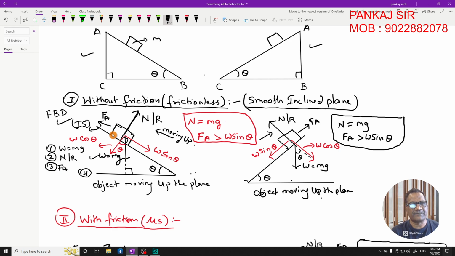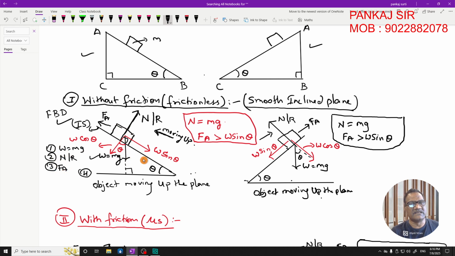In this case, the applied force is in the upward direction, so the object is moving up the plane. Can you see the object is moving up the plane? This arrow is showing you the object moving up the plane. Now this is the FBD diagram, but still this FBD diagram is not complete. We have just shown the three forces which are acting on the body.